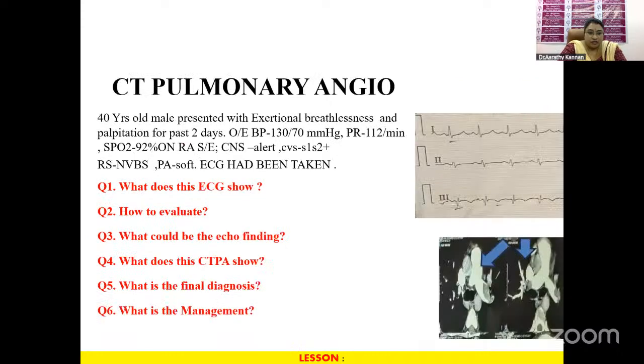Next, we had a 40-year-old male who presented with exertional breathlessness and palpitation for the past 2 days. On examination, his BP was 130/70, pulse rate was 112 per minute, saturation was 92% at room air. He was conscious, alert, and an ECG had been taken for him. The ECG is shown here. What are the findings you can see in this ECG? How will you proceed to evaluate him?